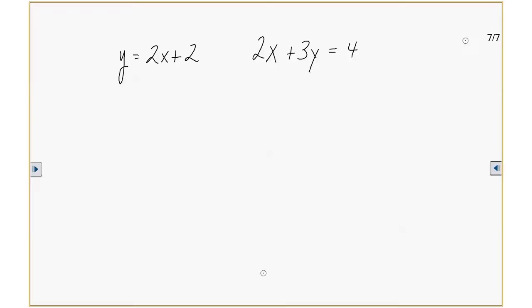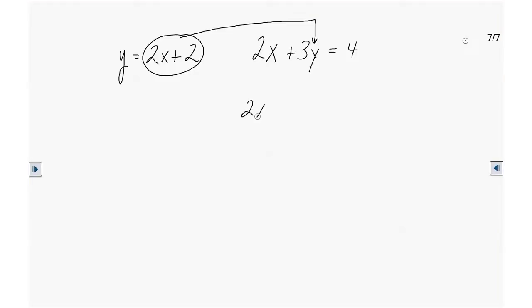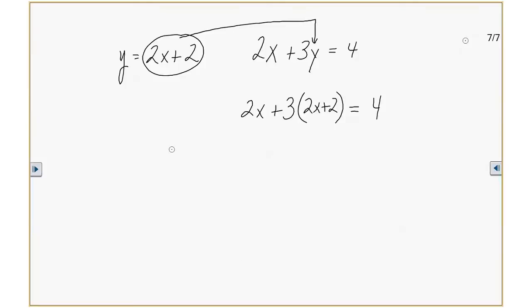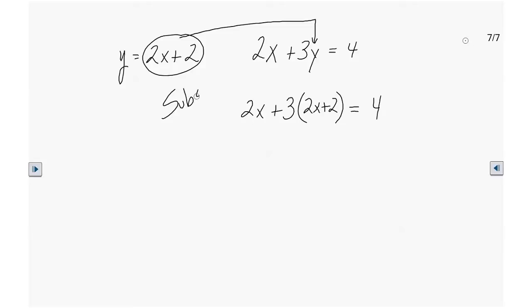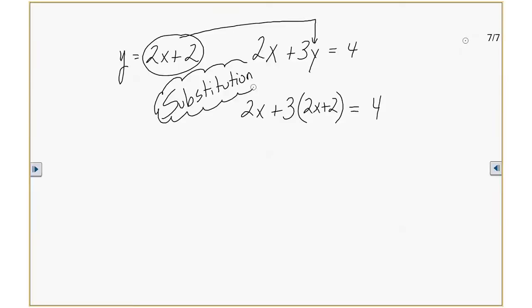Substitution. You take this and you plug it in for what? Y. So it'll be 2x plus 3 times blank is equal to 4. And then you plug that 2x plus 2. And this is called substitution. Write that down because all of you have done this in algebra 1.